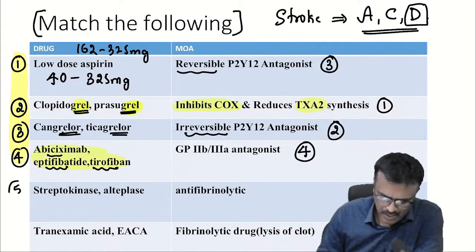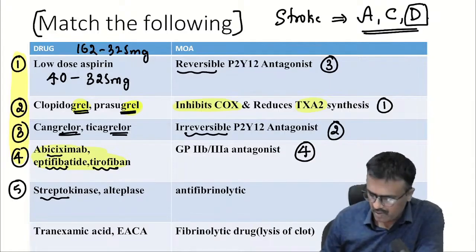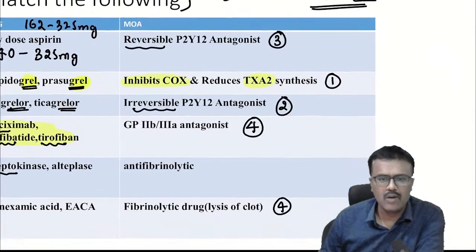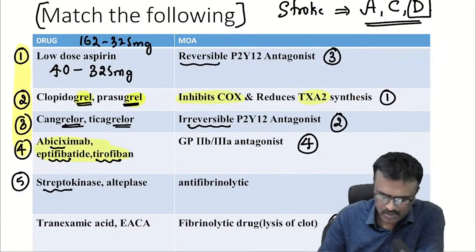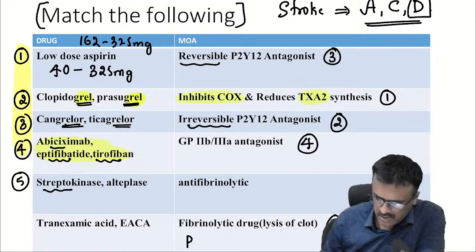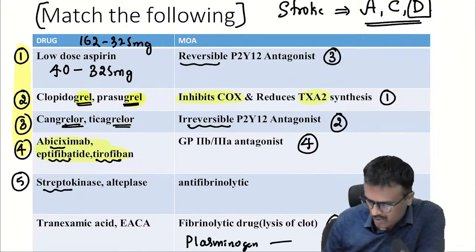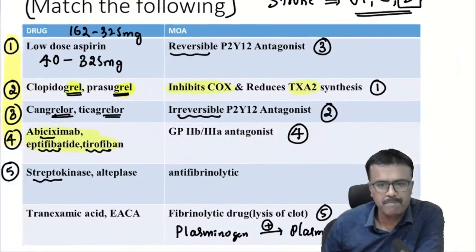Number 5, we have enzymes: streptokinase, urokinase, alteplase, reteplase, tenecteplase. These are lytic drugs, so they lyse the clot. I will give number 5 for this. Recently, in one NEET PG, they asked how they lyse the clot, because they increase the conversion of plasminogen to plasmin. So plasmin is the one stimulated by fibrinolytics, plasminogen to plasmin.